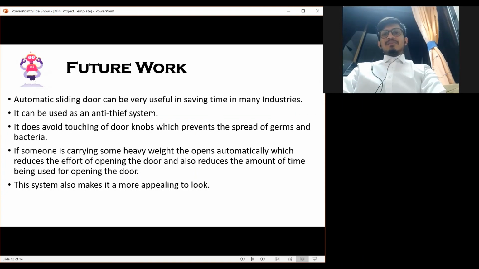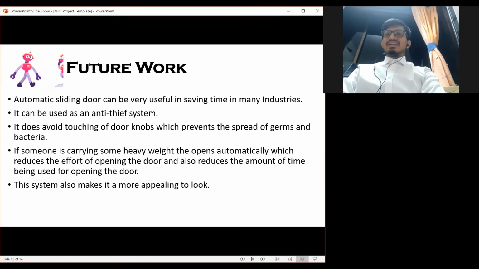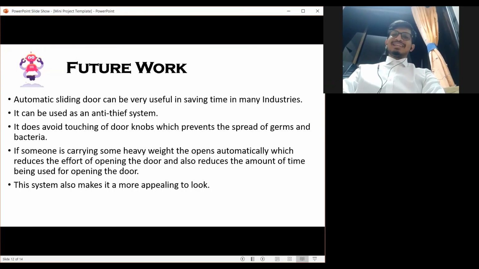Future work. The automatic sliding door can be very useful in saving time in many industries. It can be used as an anti-thief system. It avoids touching of doorknobs, which prevents the spread of germs and bacteria, which is useful in normal days. If someone is carrying some heavy weight, the door opens automatically, which reduces the effort and the time spent opening the door. It won't consume much energy while doing extra work. This system also makes it more appealing to look at.